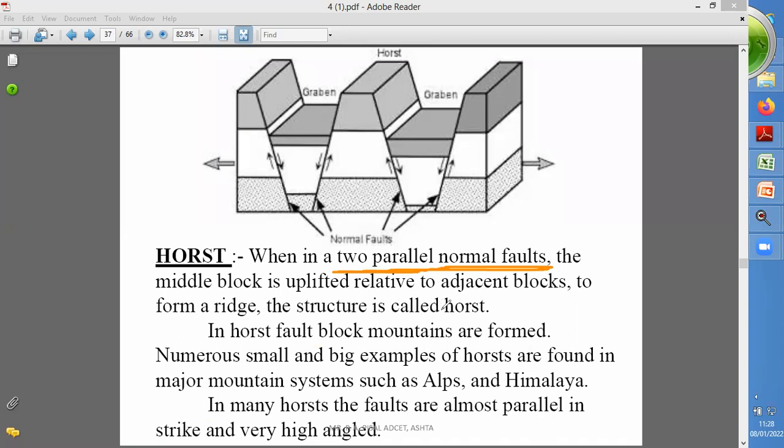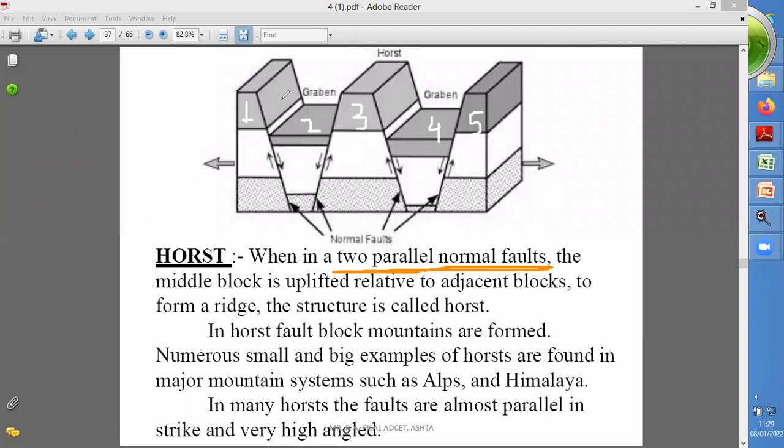The structure is called horst. Okay. Now here consider, this is the first block. Now this is the second block. This is the third block. This is the fourth block, and this is the fifth block. Okay. Now five blocks are there.